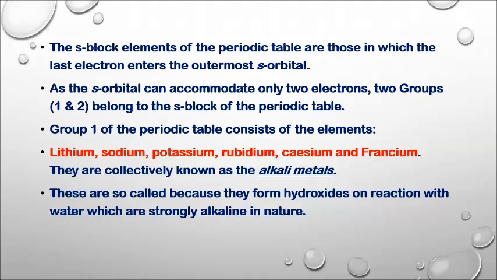These are all so called because they form hydroxides on reaction with water, which are strongly alkaline in nature. Why are these said to be alkali metals? Because they form hydroxides when they react with water, and they are very strongly alkaline in nature. So that's why the name alkali metals is there for the first group elements.